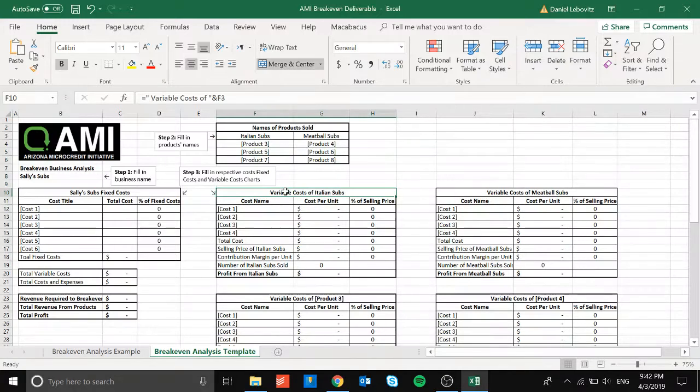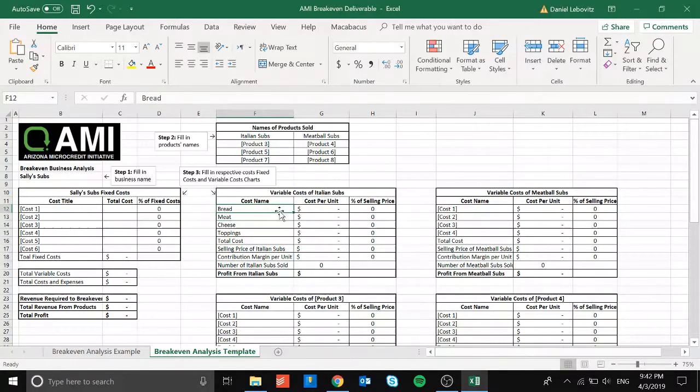So once we have entered Italian subs up above in cell F3, we will be talking about Italian subs in the table starting in F10. So in the table in F10, we can see that it now says variable cost of Italian subs. So let's start with that. What are the variable costs of an Italian sub? A variable cost is a cost within a product. So what goes into the product? We have bread, we have meat, we have cheese, and let's say other toppings.